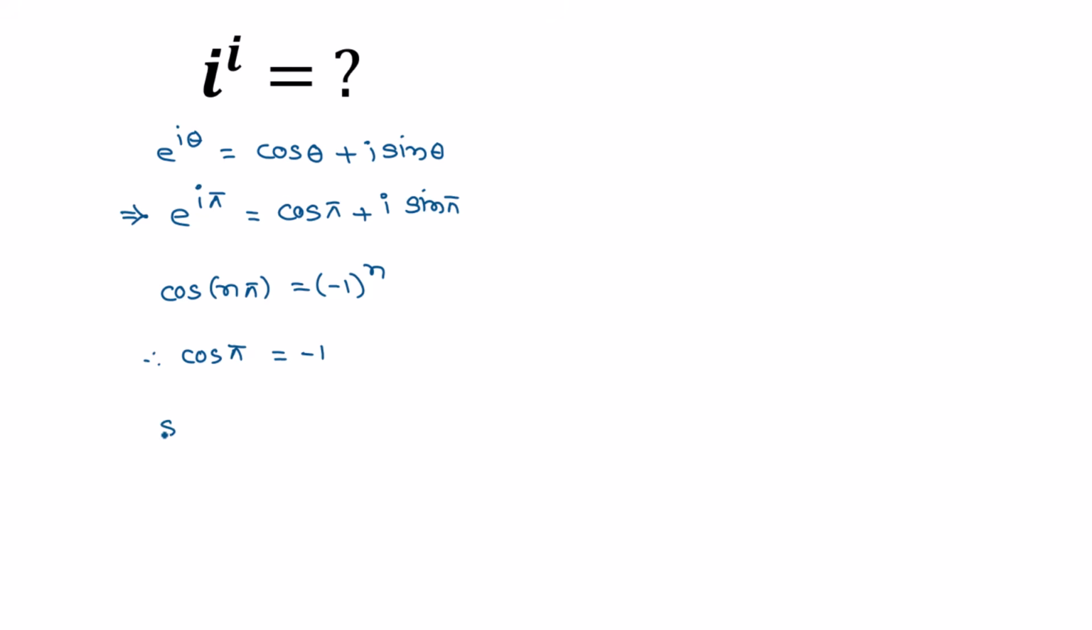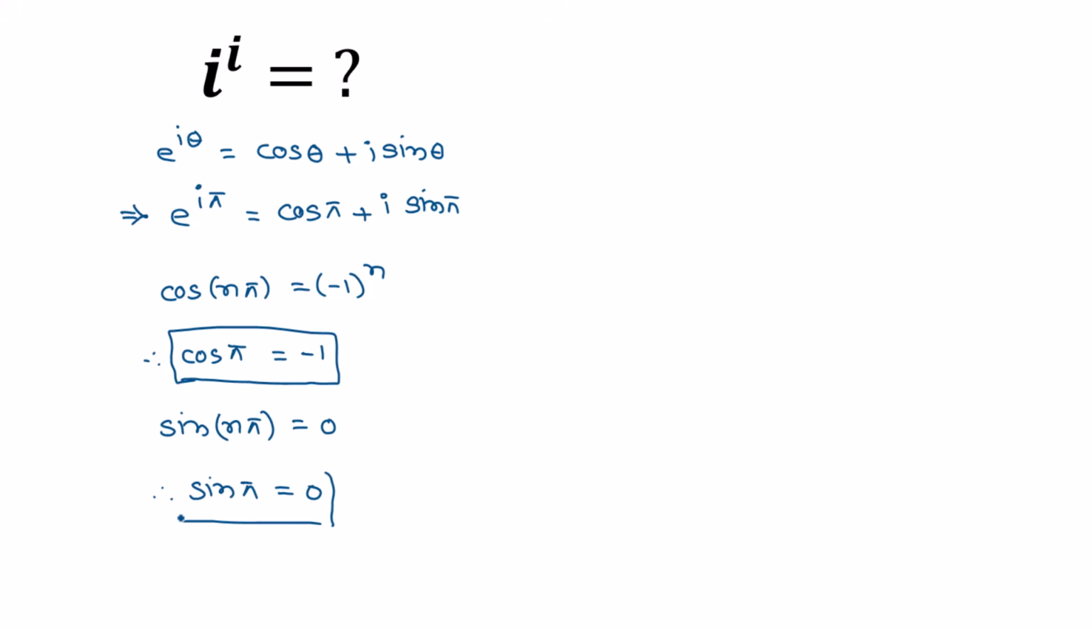Again, sine of n times pi is 0. So when n is equal to 1, we get sine of pi is equal to 0. So substitute this value: cos of pi is equal to -1 and sine of pi is 0. Substitute this here, cos of pi and sine of pi.